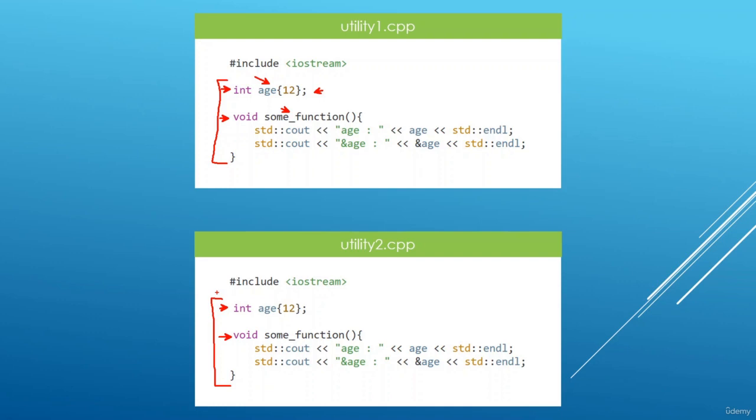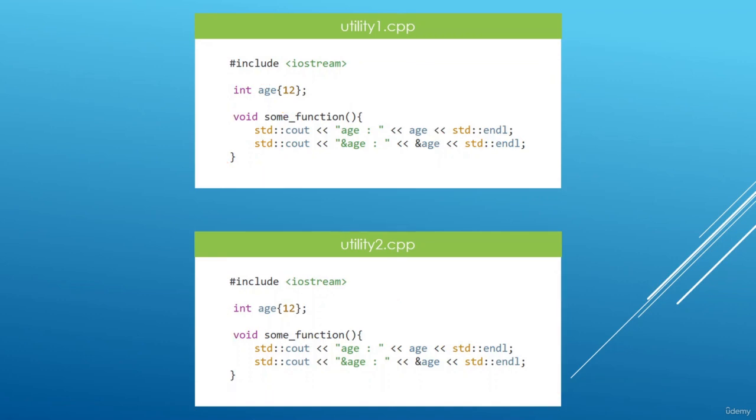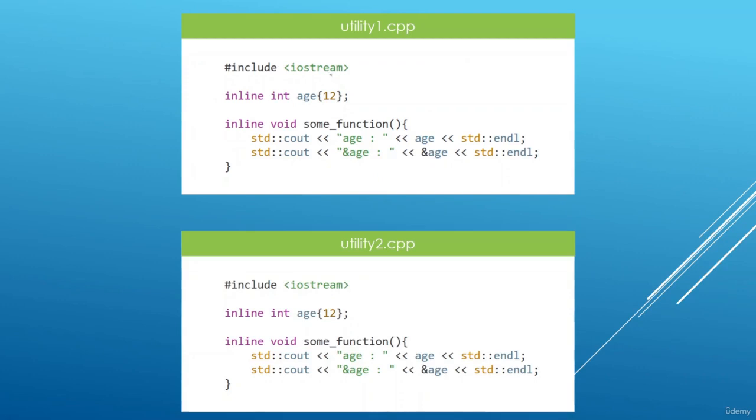And these names are now going to be confined to the translation units within which they show up. So age in utility1 is only going to be usable in utility1, and age in utility2 is only going to be usable in utility2, and that's going to avoid the one definition rule, and we will still be able to use these names without a problem. So we achieve this by marking these as inline. In utility1, we have age as inline, we have our function here as inline, and we do the same things in utility2, and this is going to allow us to use these across translation units without a problem.